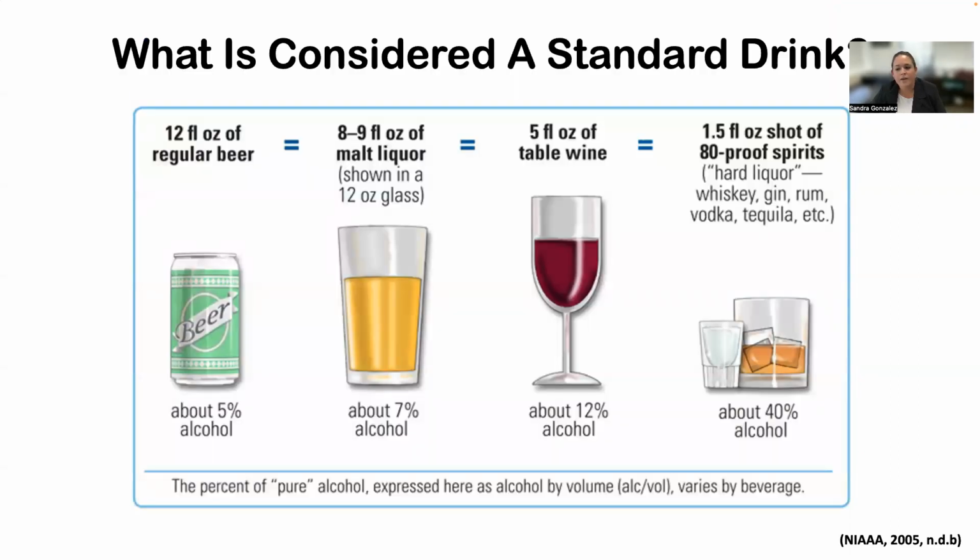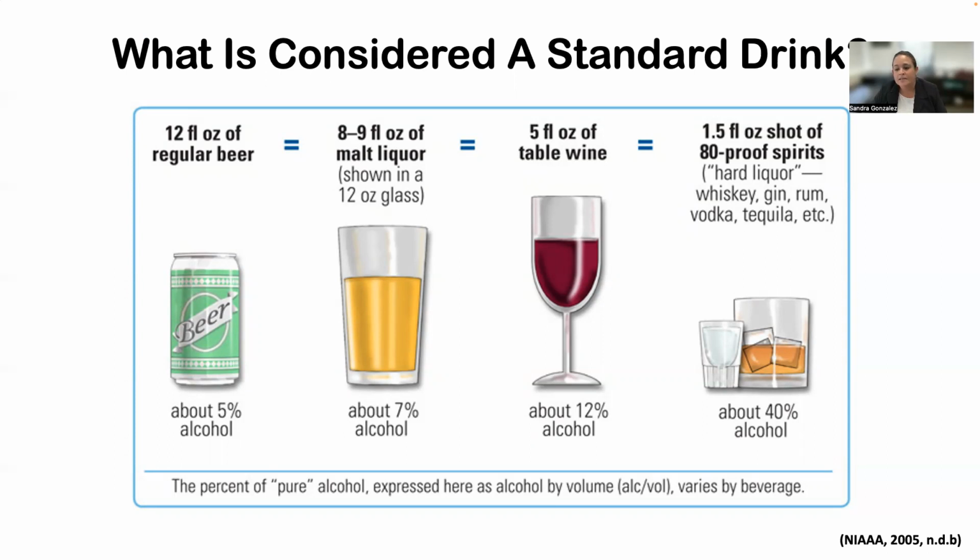To accurately assess whether or not a person is consuming alcohol at a risky level, there must be a shared understanding of what constitutes a standard drink. The National Institute on Alcohol Abuse and Alcoholism, or NIAAA, defines a standard drink as any drink that contains approximately 14 grams or 0.6 fluid ounces of pure alcohol. And that is the amount that's contained in one 12-ounce beer or wine cooler, one 8 to 9 ounce malt liquor, one 5-ounce glass of wine, and 1.5 ounces of 80 proof distilled spirits.